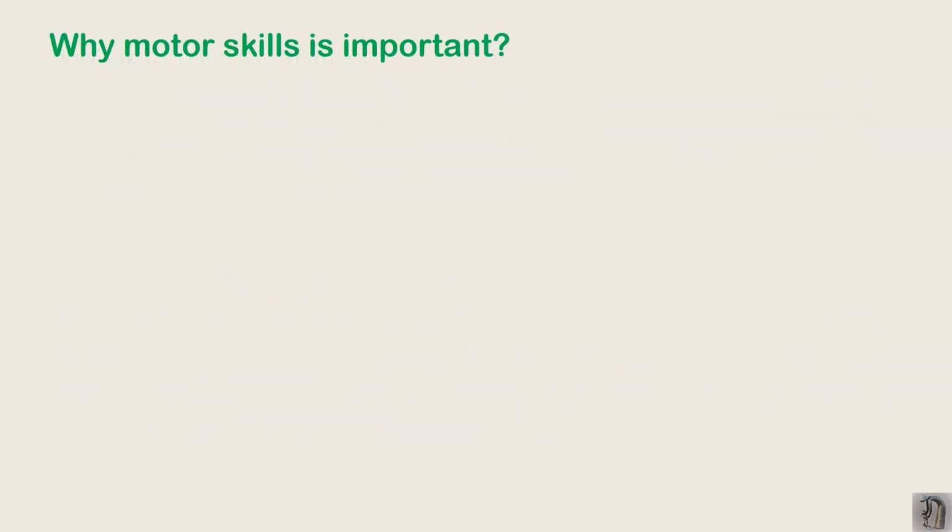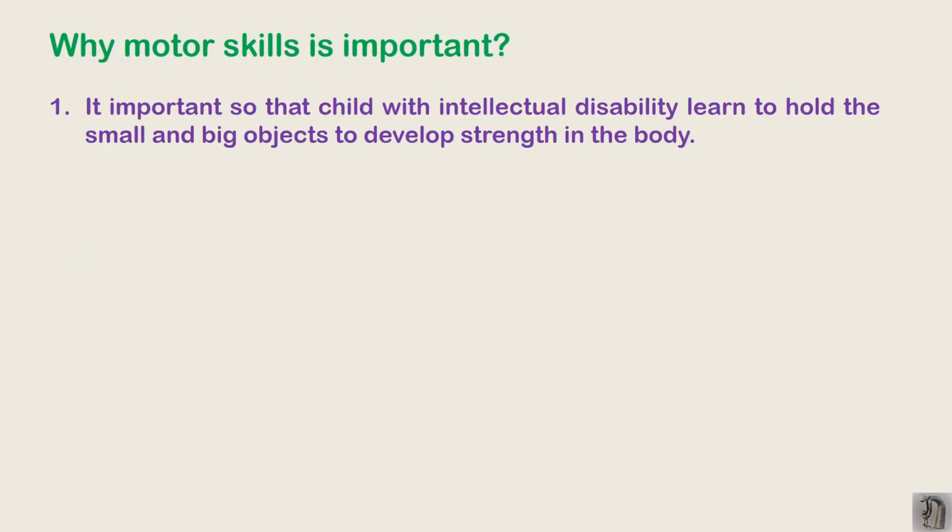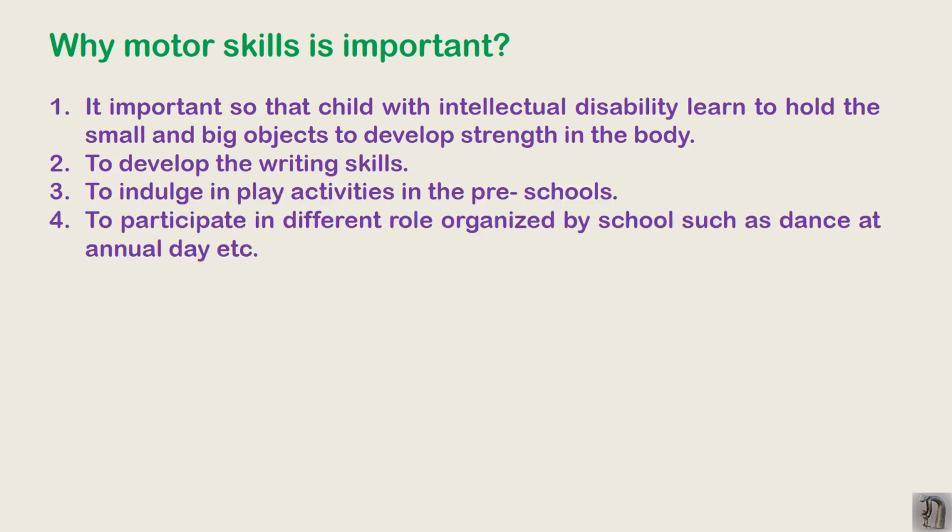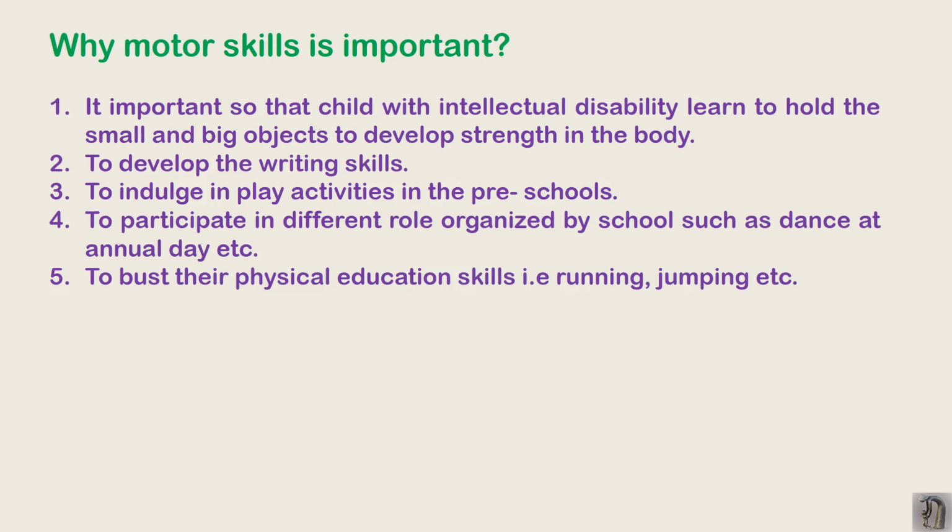Now let's understand why motor skill is important. It is important so that the child with intellectual disability or any other disability or autism learns to hold small or big objects, to develop strength in the body, to develop writing skills, to play, to participate in different roles organized by the school or society in annual days, and to boost their physical education as well, like running and jumping. You do a lot of activities at home like cutting small vegetables and mopping, and there are a lot of things where you can involve motor skills activity, which becomes very important.